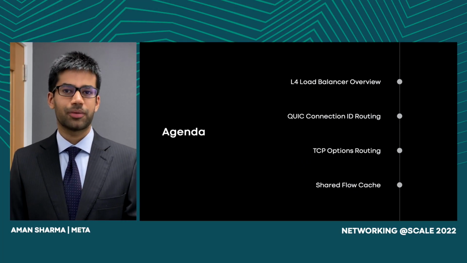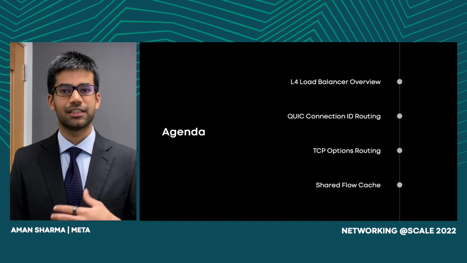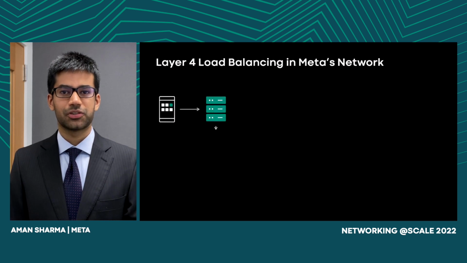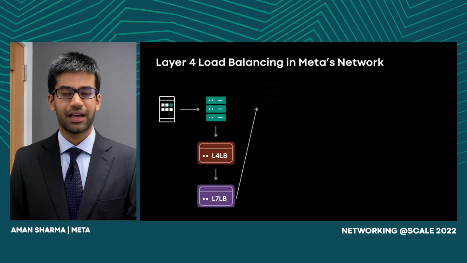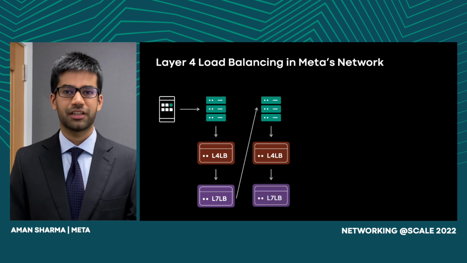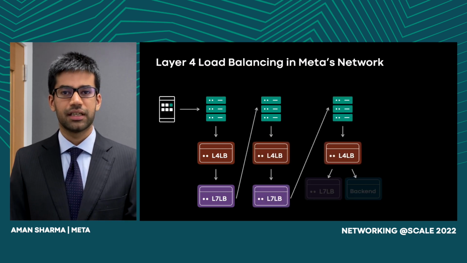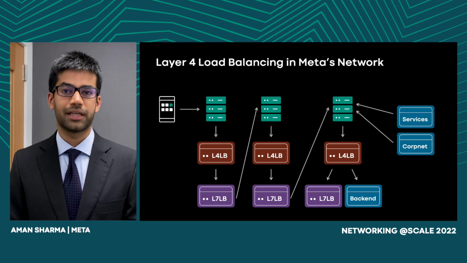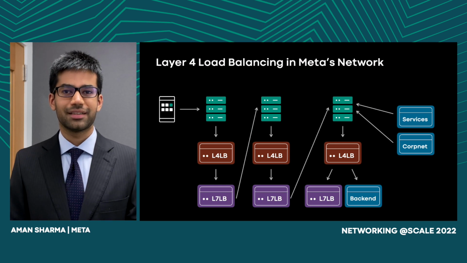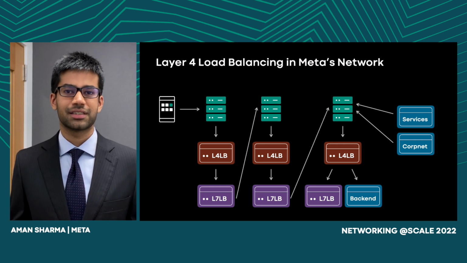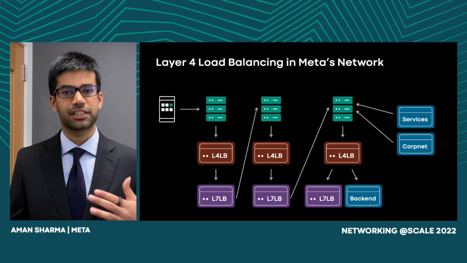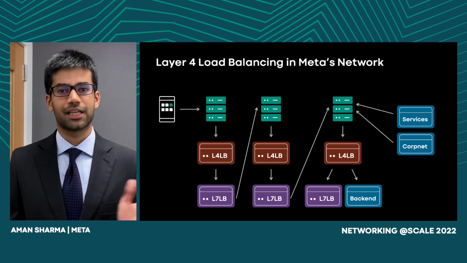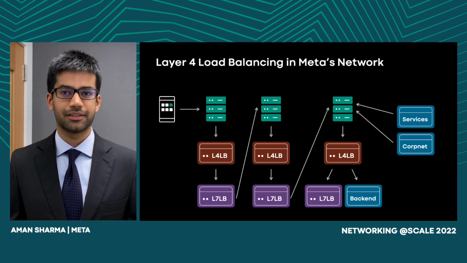But first, let's talk about what happens when a user sends a typical request to Meta. A typical request passes through a series of 3 tiers, and within each tier, it passes through a series of switches, and then it passes through a layer 4 load balancer, and then it passes through a layer 7 load balancer. Now, the difference between a layer 4 and a layer 7 load balancer is that the former directs packets based on information in the transport header. So this could be, for example, information in the TCP or the UDP header.